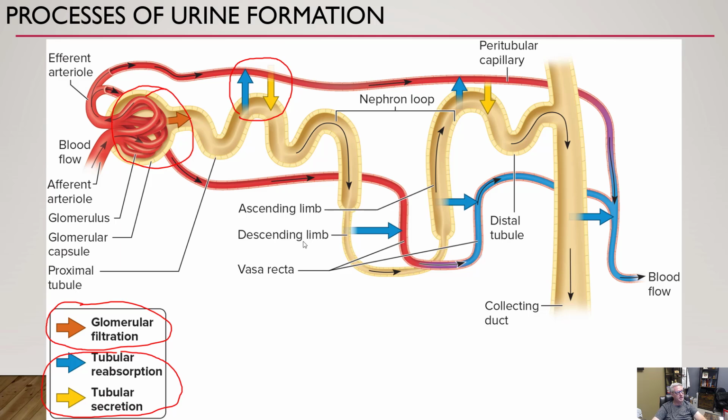When we go to the descending limb of the loop of Henle, only reabsorption happens. When we get to the ascending limb of the loop of Henle, only reabsorption happens. When we get to the distal convoluted tubule, we can see that both reabsorption and secretion happen. When we get to the collecting duct, only reabsorption happens.